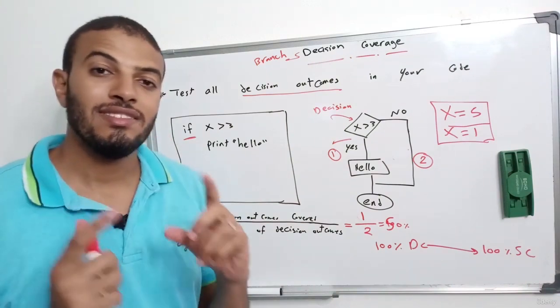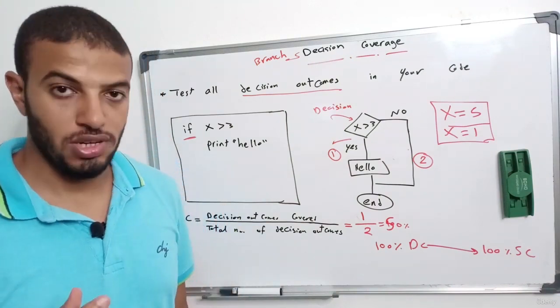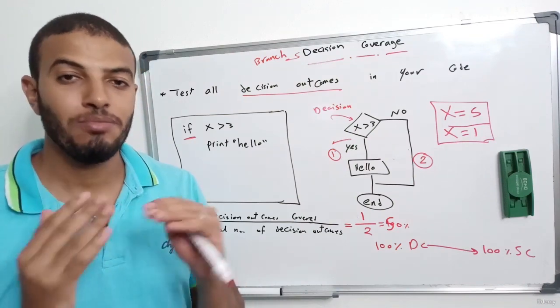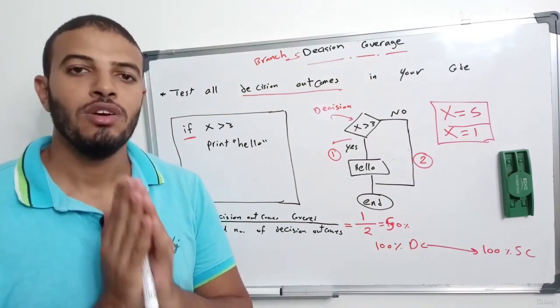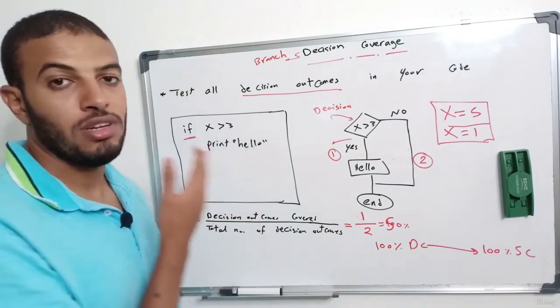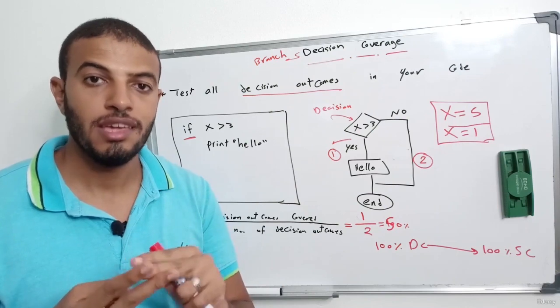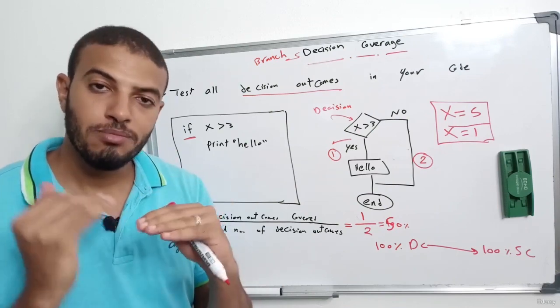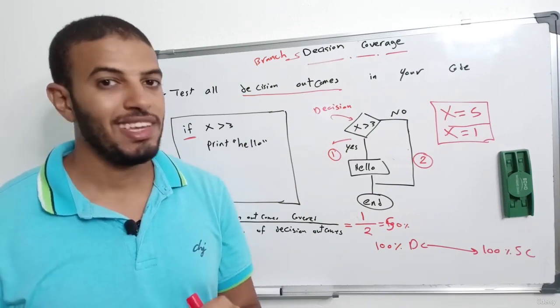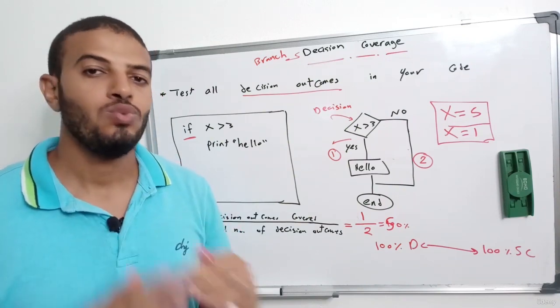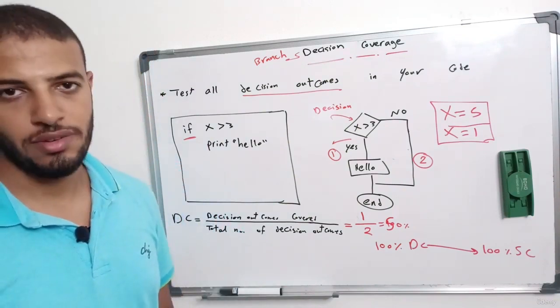Okay, and that leads us to an important question. Can we achieve decision coverage by only one test case in any problem? It is impossible. Why? Because any decision in the world must have at least 2 outcomes. So decision coverage cannot be achieved with less than 2 test cases. You can't achieve 100% decision coverage with less than 2 test cases in any situation.